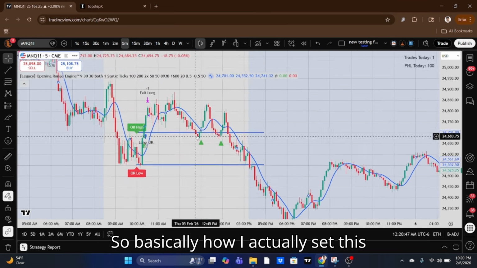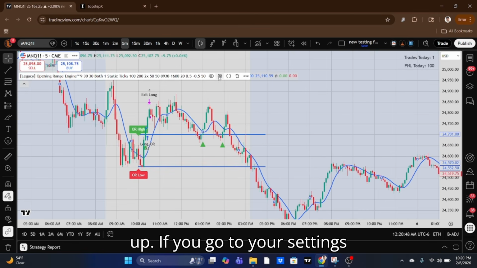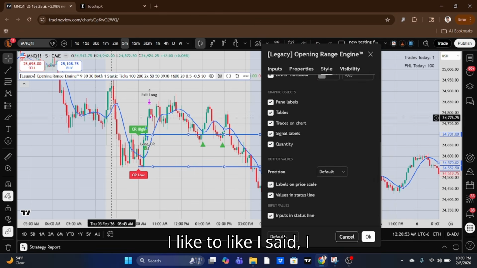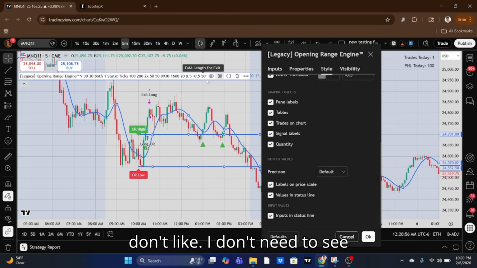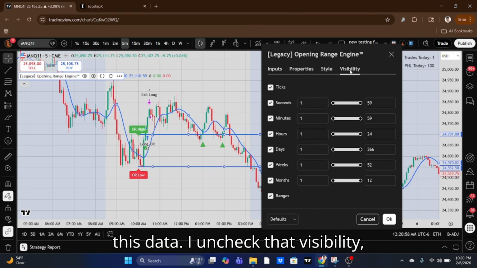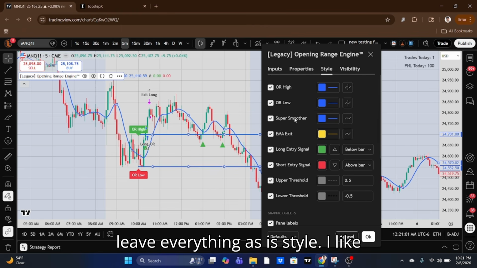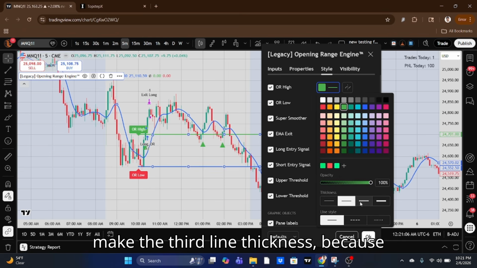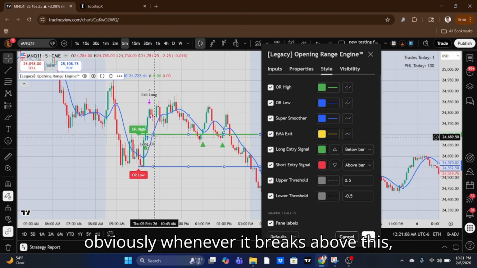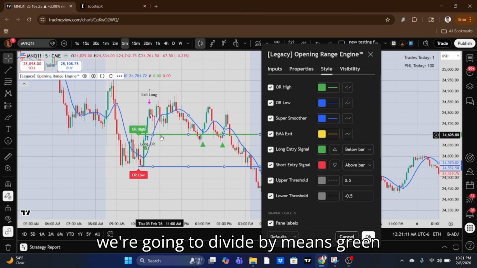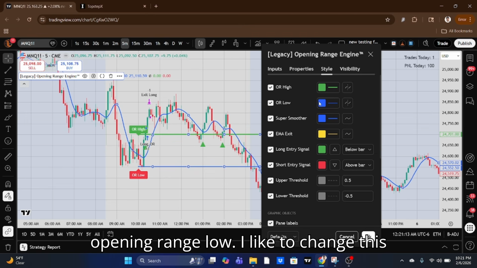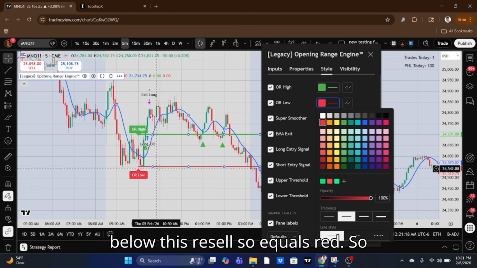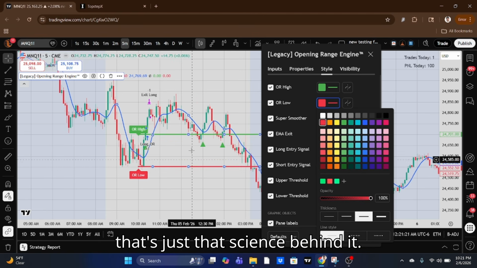So basically how I actually set this up, if you go to your settings tab, with this one, I go to style. Like I said, I don't need to see this data, so I uncheck that. Visibility, leave everything as is. Style, I like to change this to green and make the third line thickness, because obviously whenever it breaks above this, we're going to buy. Buy means green. Opening range low, I like to change this to red, because obviously if it breaks below this, we sell. Sell equals red. So that's just the science behind it.